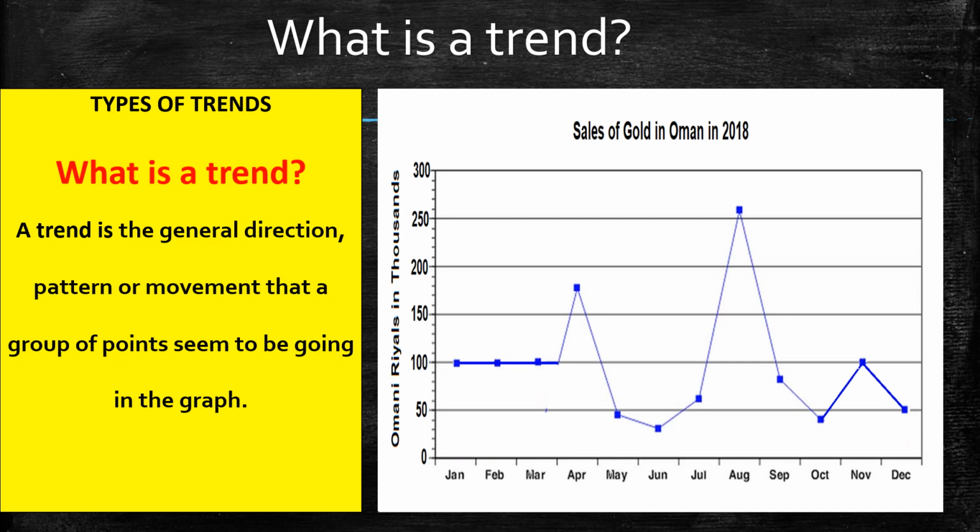Like you can see in this graph here, when you look at it from January to March, what is the direction of the line? It is straight. You don't see any change in it. But if you observe from March to April, the line is going up. From April to May, the line is coming down. Again, from July to August, it is going up. And between September and December, it is going down, up, and down. So this movement in the graph is called a trend.